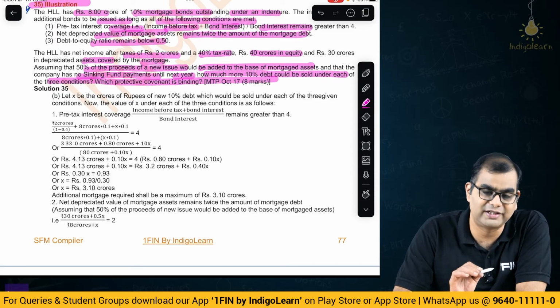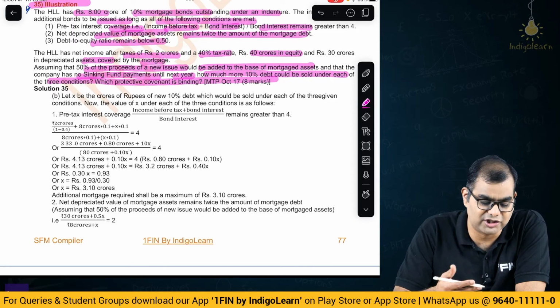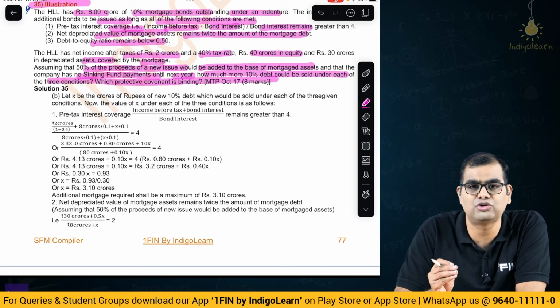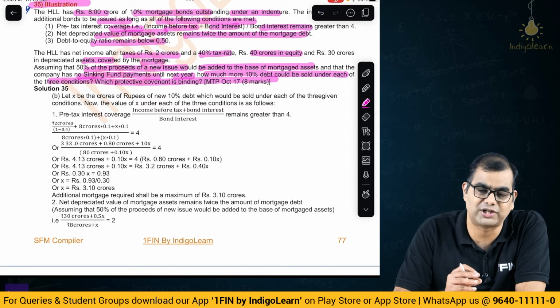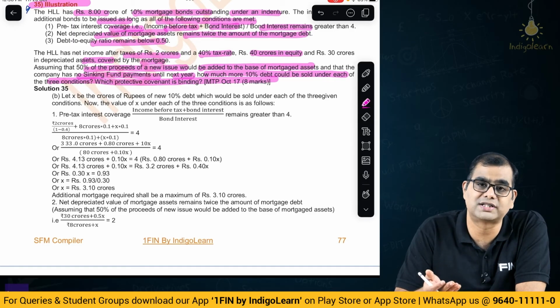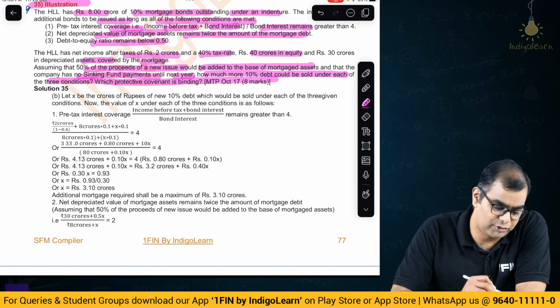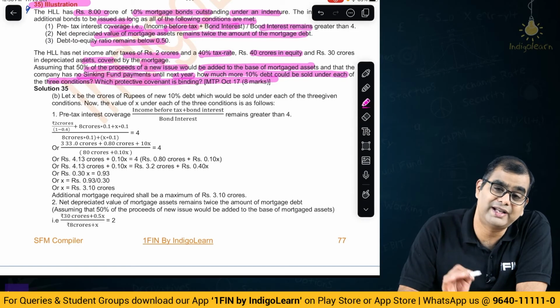Now, this is a very interesting and twisted question actually. They have not explained what this indenture is, what a covenant is and all that. Covenant means some ratios which you have to follow as a bondholder so that your bonds can remain outstanding. If you fail to meet those ratios, there are penalties and consequences. Either the interest rate will increase, or if things go bad, the bonds can be put by the bondholders, and so forth. Here, what is the question? How much more 10% debt could be sold under each of the scenarios?